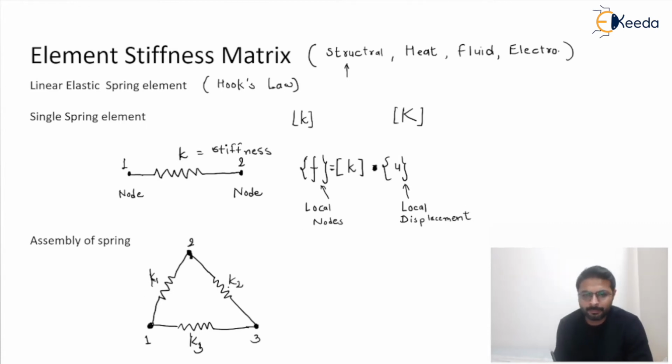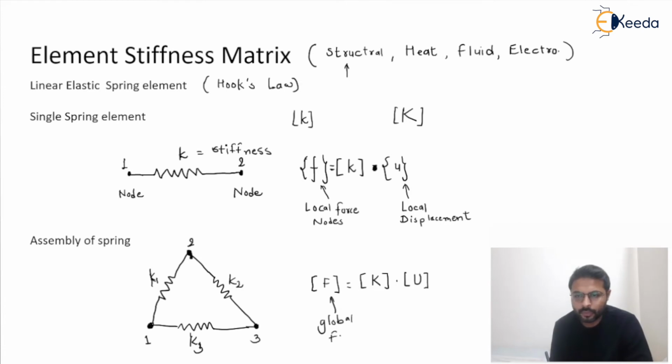And if there is an assembly of springs, then we have to consider the global system because they have more than one element. So instead of a vector, we have a matrix here, and instead of small k there will be a capital K, and instead of small u there will be a capital U. So there will be a global force, and here will be the global displacement.